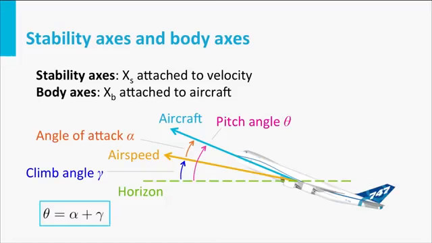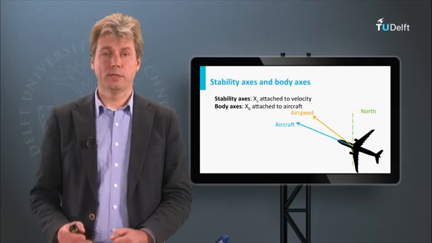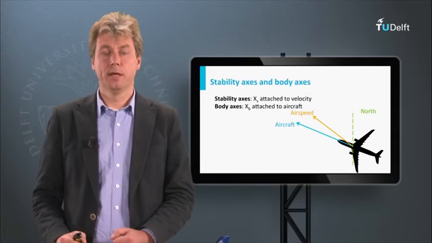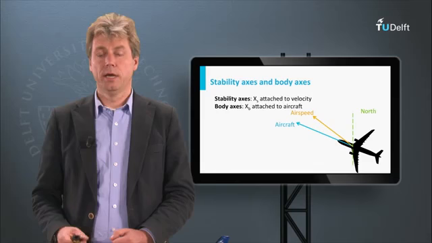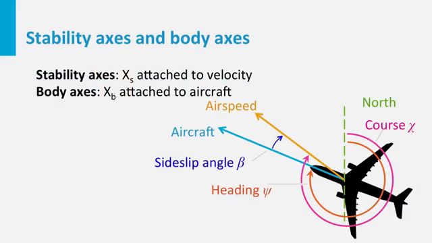So from this picture, we can see one of the first equations. Theta is alpha plus gamma. The pitch angle is the angle of attack plus the climb angle. Well, we have a similar situation if we look at the lateral, so the top view of the aircraft. Here again, there can be a difference between the direction in which the x-axis is pointing and the direction that we're flying. And this angle between those two is what is called the side-slip angle.